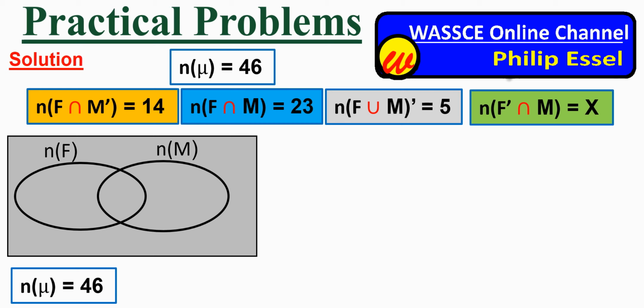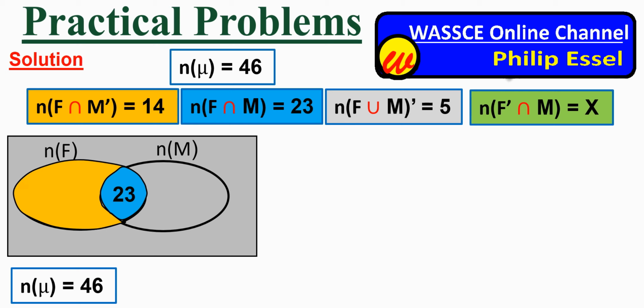Now, this yellow region would represent only F, or only those who passed French. Remember, that area does not have math inside, so it will represent only those who passed in French. We are told 14 people passed in only French. So we would write 14 in this yellow region.